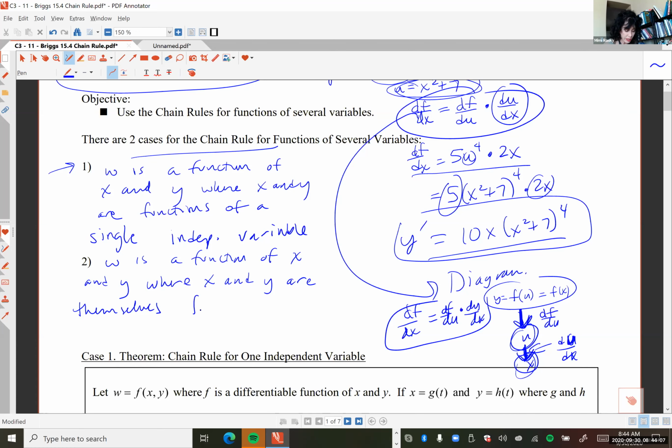And what do they name these independent variables? Sometimes they'll name them like u and v, which I think is unfortunate because we used u and v to name vectors when we were doing our module on vectors, but whatever. So that's how that's going to roll. We're going to do case 1 first.